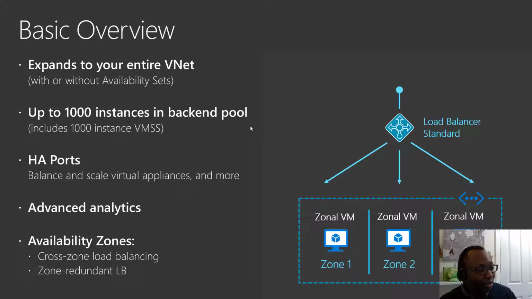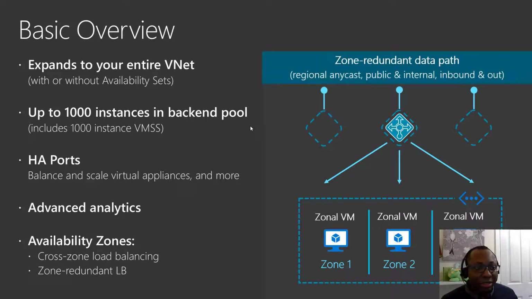So when it comes to availability zones, one of the main things to note is that this is again zone redundant. So what does that look like? What that means is, for example, if you deploy this standard load balancer and you specify that you want it to be zone redundant, it's going to create an anycast address, which essentially means that there's some complex programming going on in the backend by Microsoft, which will create a zone redundant data path across all the different zones that you have.